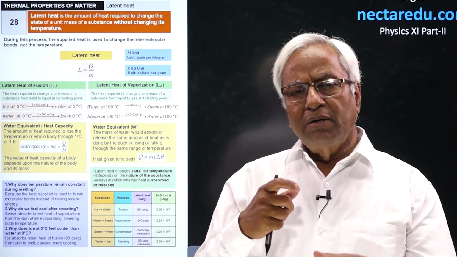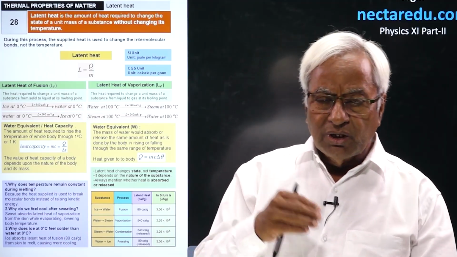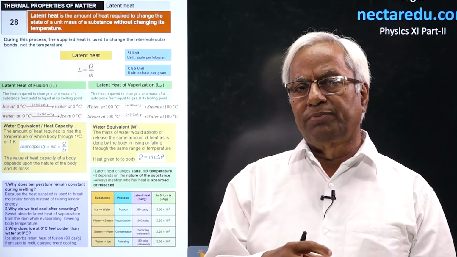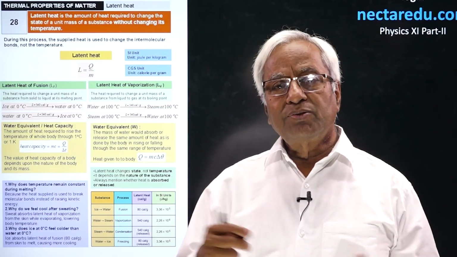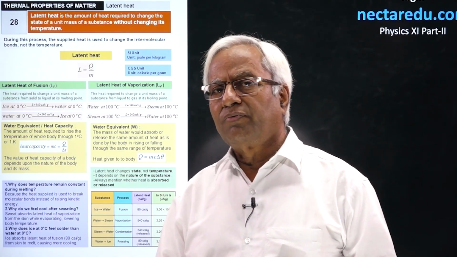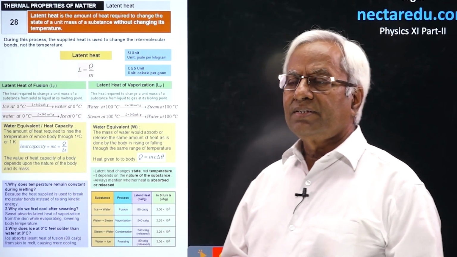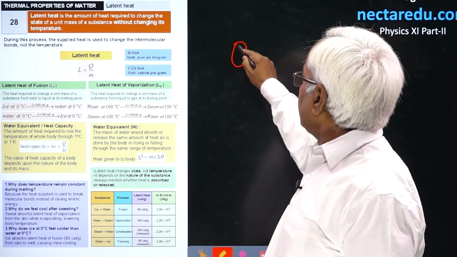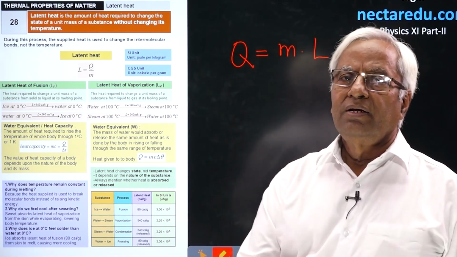It will be utilized in breaking the bond. So, at the same temperature, heat will be absorbed for breaking the bonds of the substance concerned. This amount of heat per unit mass absorbed is known as latent heat. The formula that we use is M into L.